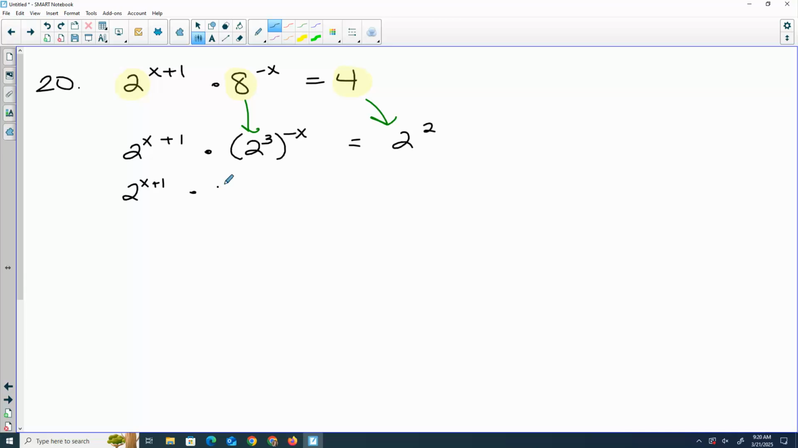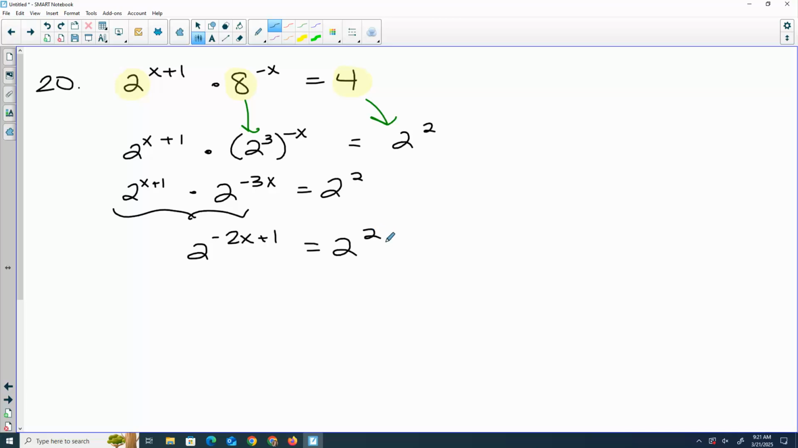So we multiply those exponents. If these 2's are multiplied, what do we do with the exponents? And when you do that, the base doesn't change. So negative x plus 1 plus negative 3x, negative 2x plus 1.